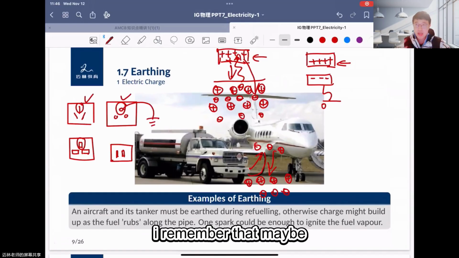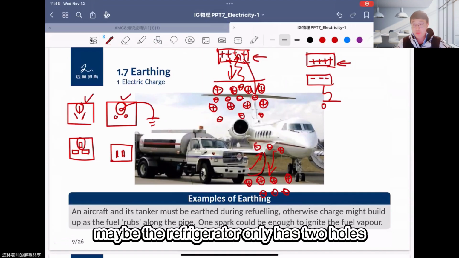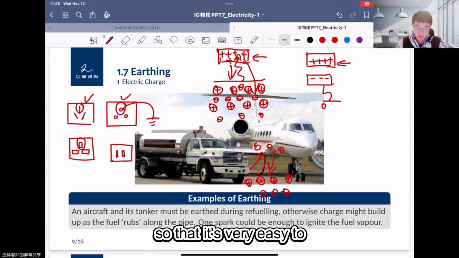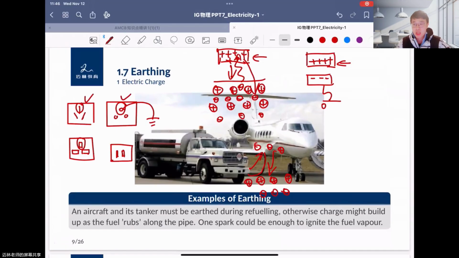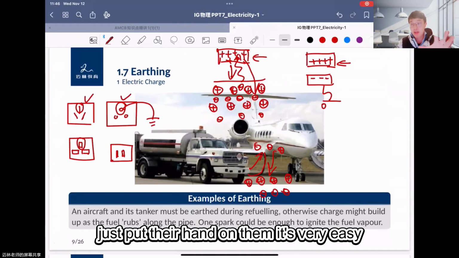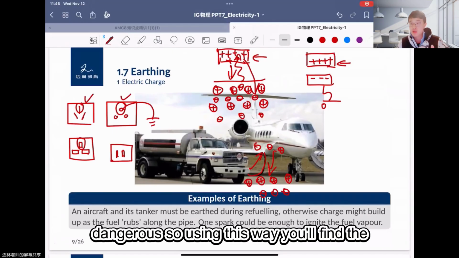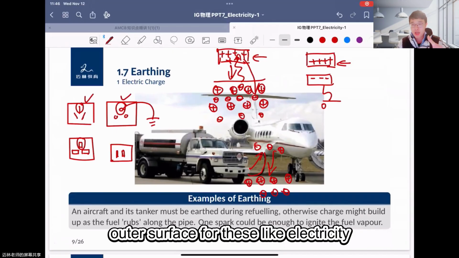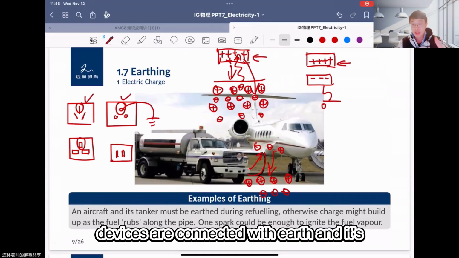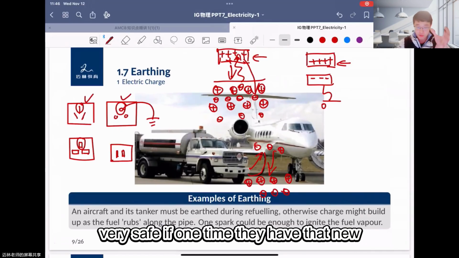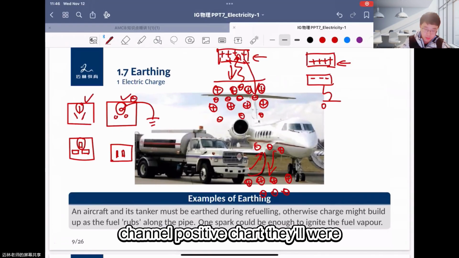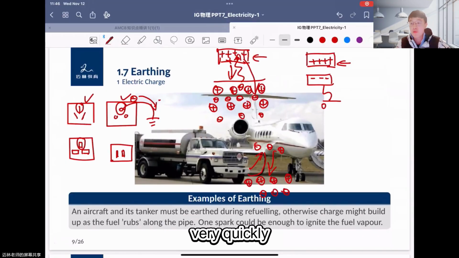I remember that a long time ago, the refrigerator only had two holes, so it was very easy for it to conduct electricity, and if people put their hand on it, it was very dangerous. Using this way, you'll find the outer surface of these electrical devices is connected with Earth, and it's very safe. If at any time they have negative or positive charge, it will conduct into the Earth very quickly. Okay, this is Earth and how it is used.